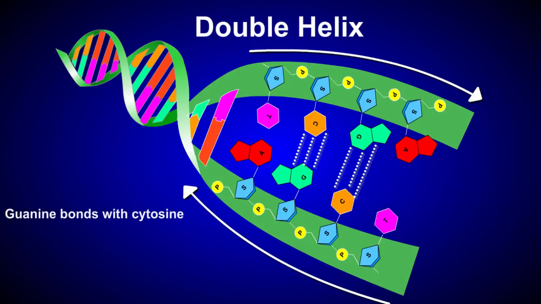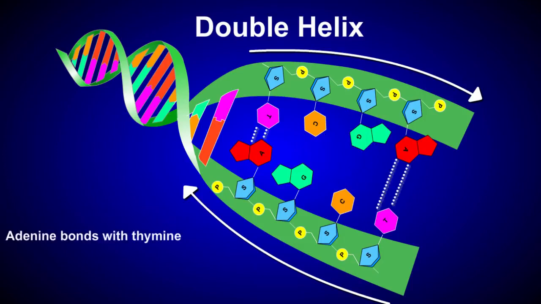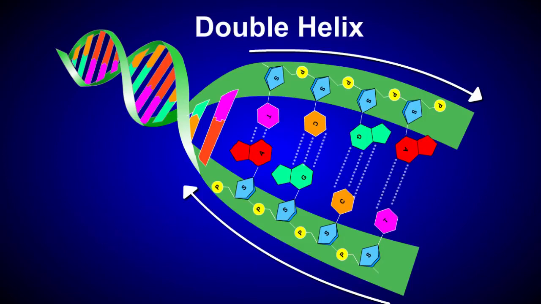Guanine forms hydrogen bonds with cytosine, and adenine bonds with thymine. This complementary base pairing links the strands together. It also plays an important role in the replication of the DNA molecule.